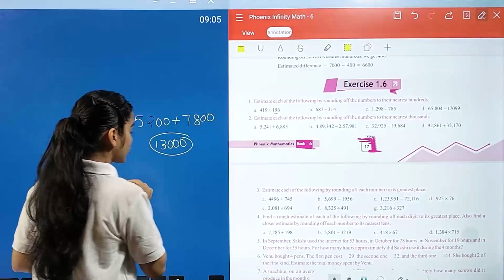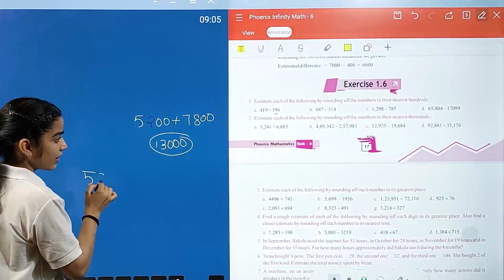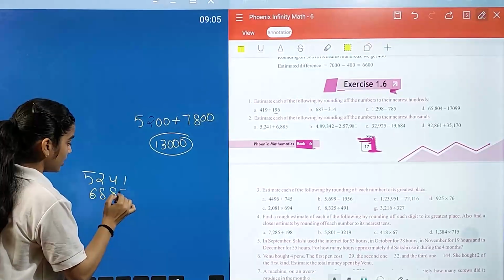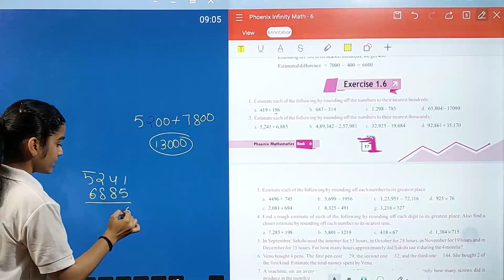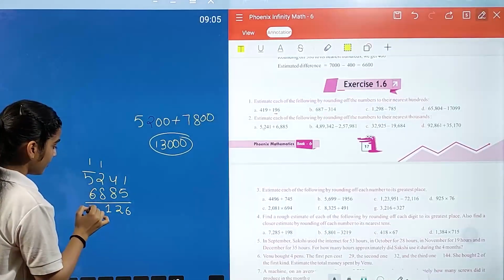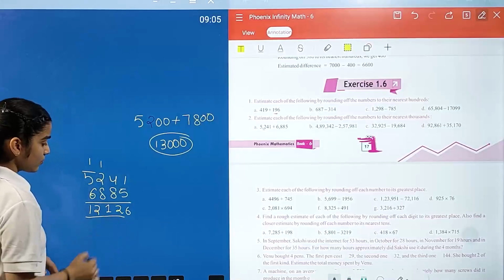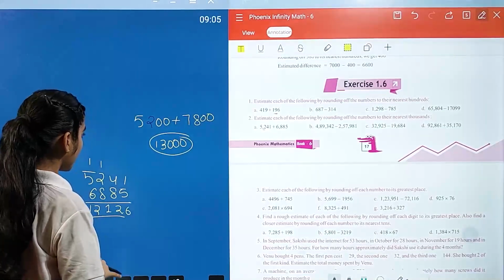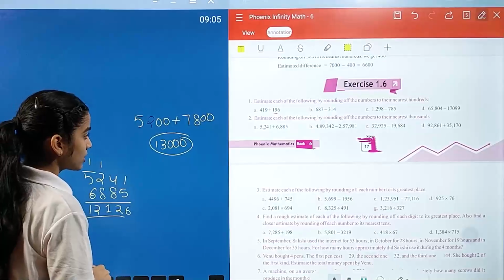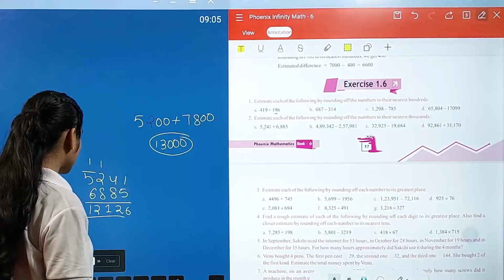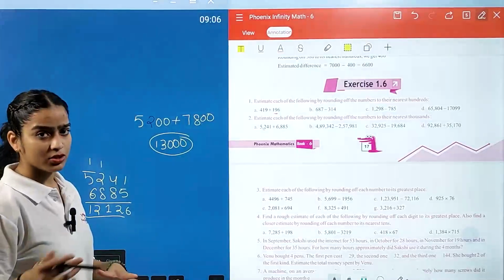Let's take the actual addition of these numbers. 5,241 plus 6,885, which gives 12,126. So that is more accurate, but not that much accurate. If you shift it towards your tens place, then it could be more accurate. So here is your answer. That is not that much reasonable an answer.